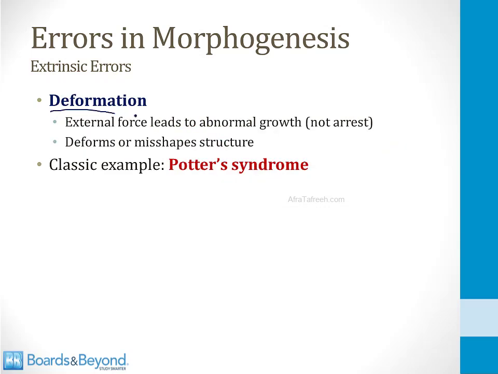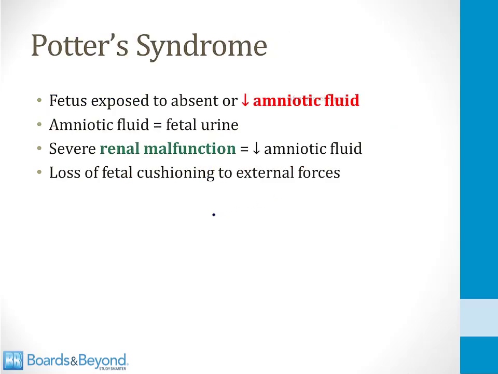In contrast, a deformation occurs when an external force leads to abnormal growth in the fetus but not growth arrest. This leads to a structure that is deformed or misshapen, and the classic example of a deformation error in morphogenesis is Potter syndrome. I talk about Potter syndrome in the renal embryology video, but I'll briefly review it here.